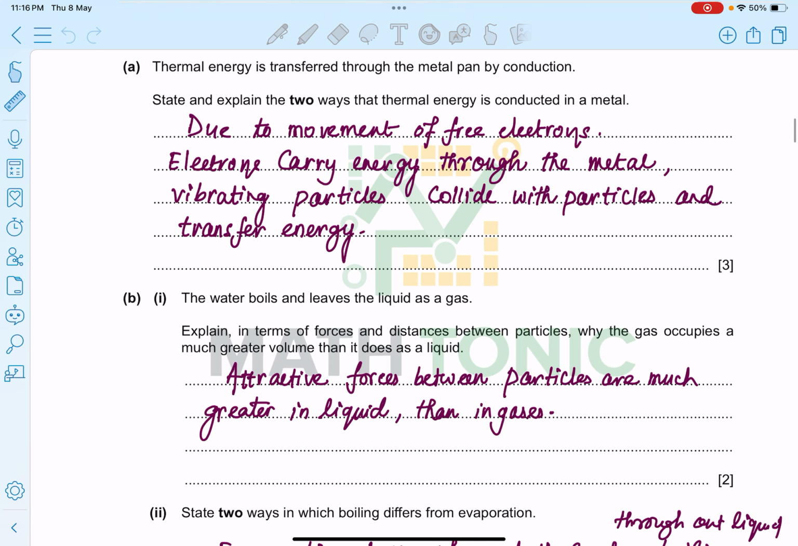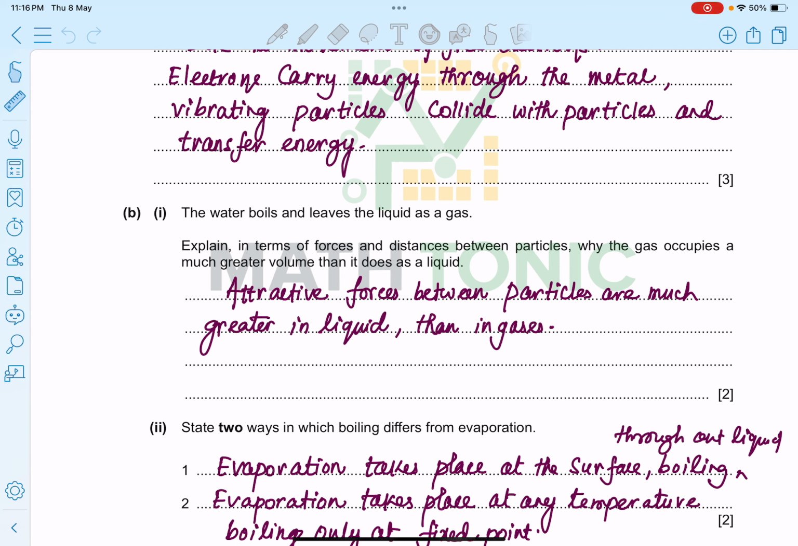The water boils and leaves the liquid as a gas. Explain in terms of forces and distances between particles why the gas occupies a much greater volume than it does as a liquid. Very simple, because we know that in a liquid the attractive forces between the particles are much greater than in gases. That's why the gas occupies a greater volume than it does as a liquid.